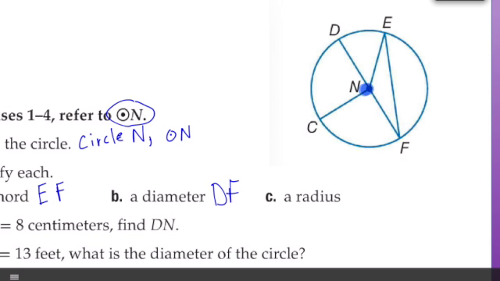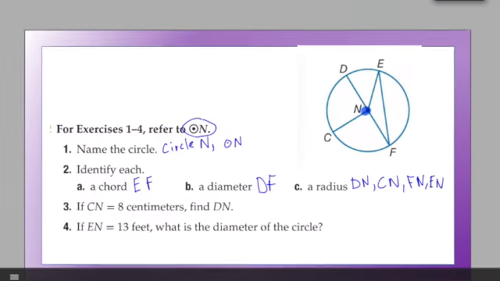So we have a few radii here. One of them would be, we can say D to N. We can say C to N. We can say F to N. And even E to N. So these are all examples of a radius.